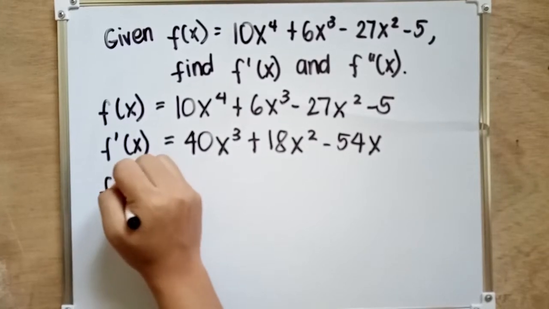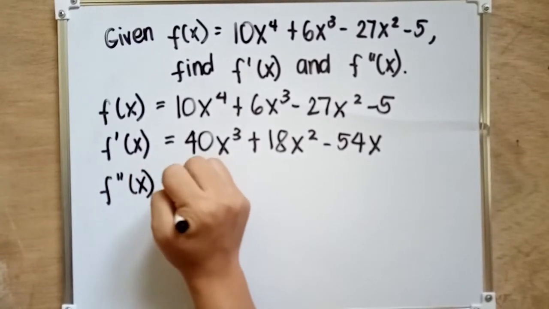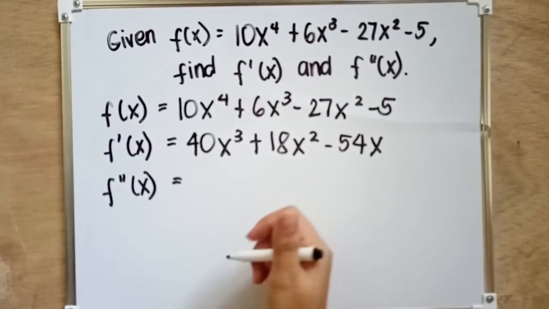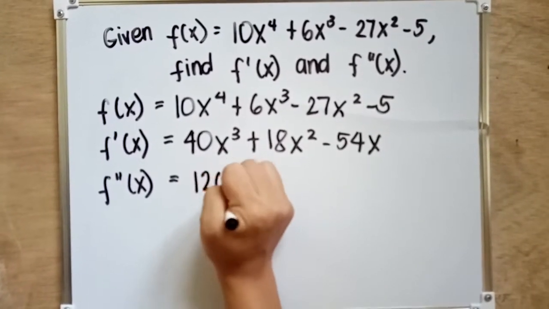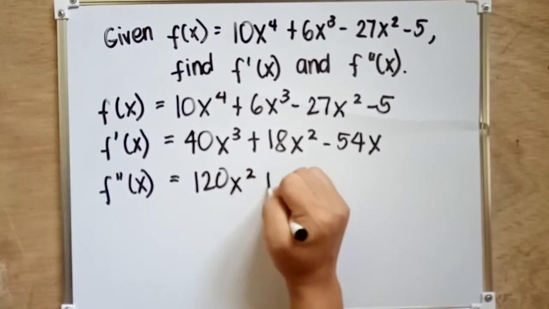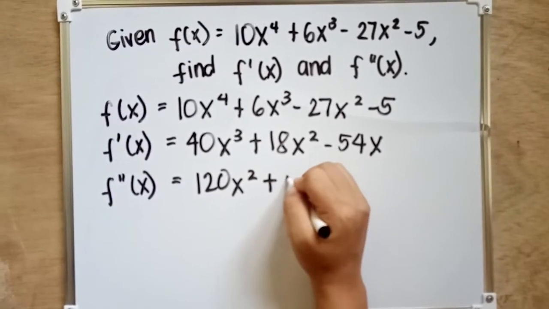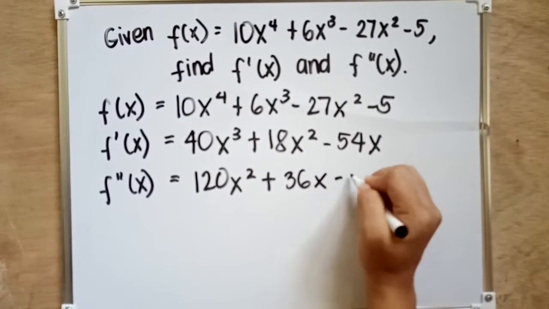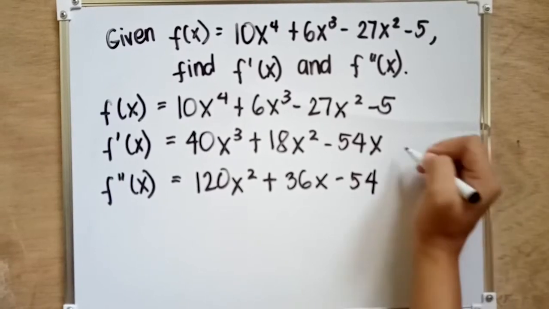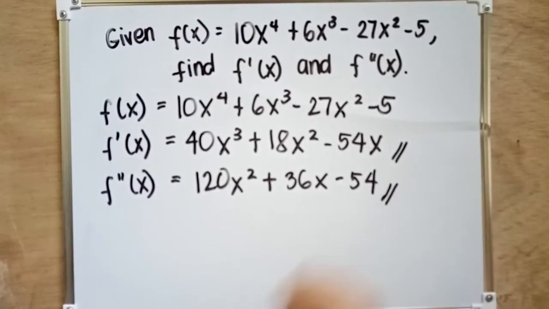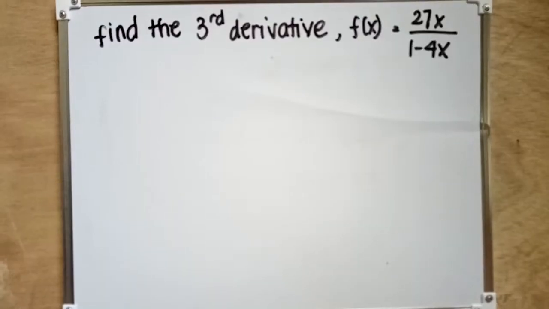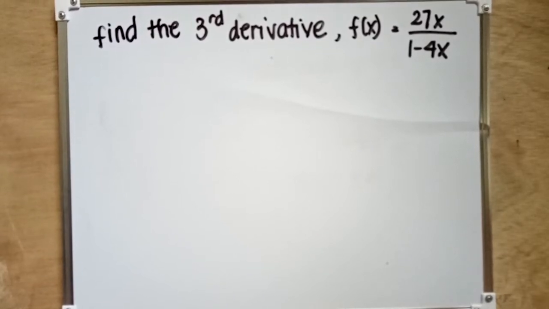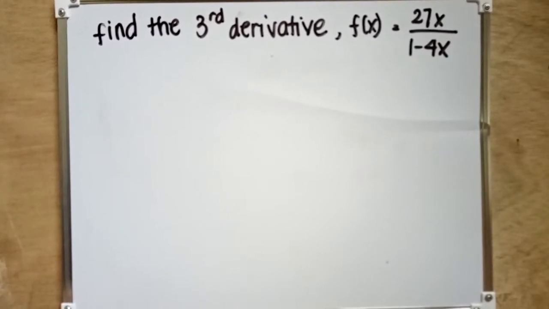For our second derivative, differentiate the first derivative, we have 120x squared plus 36x minus 54. So these are our answer. For our third example, find the third derivative of f of x is equal to 27x over 1 minus 4x.